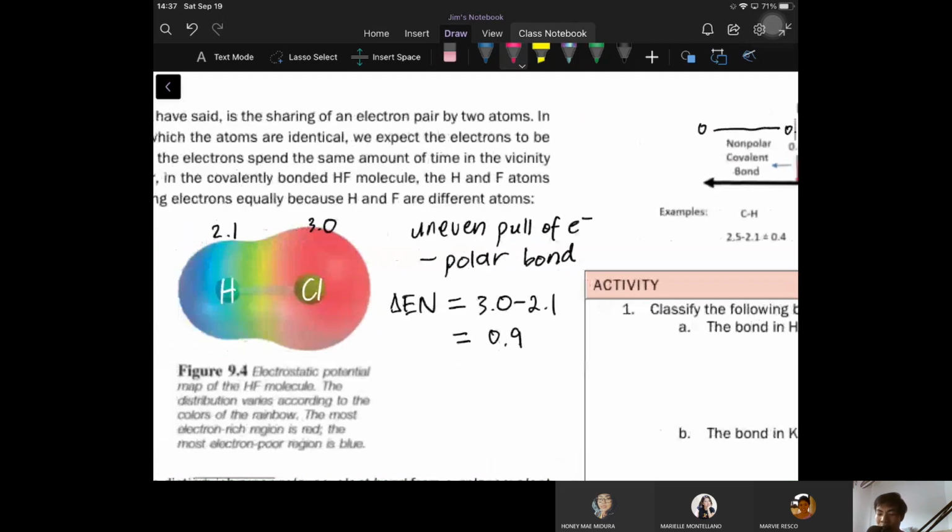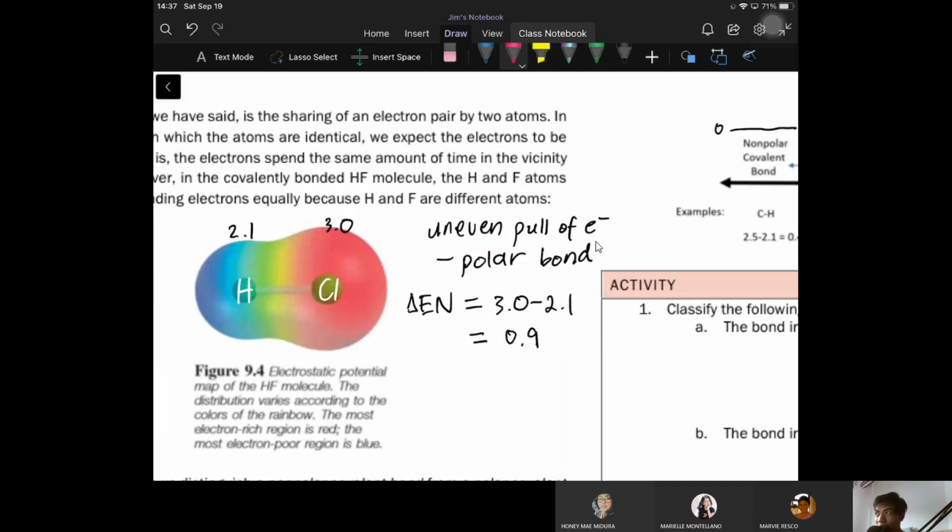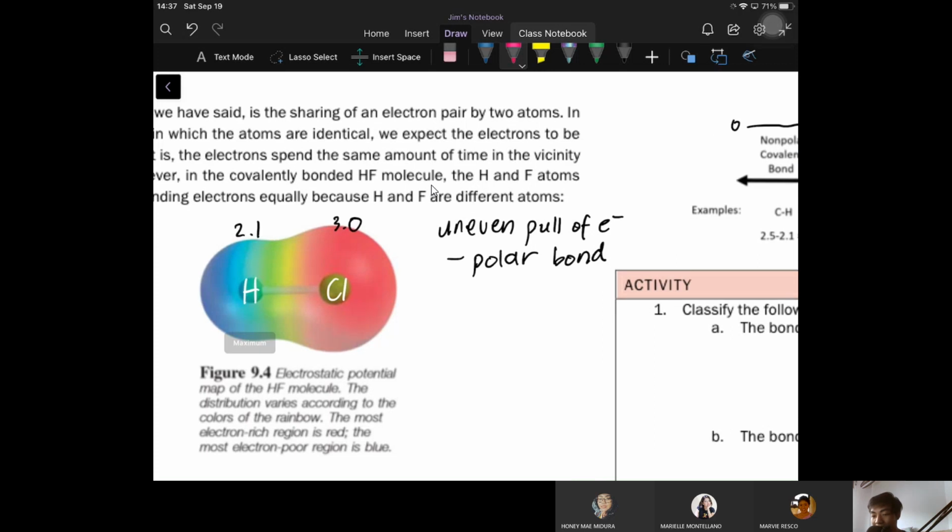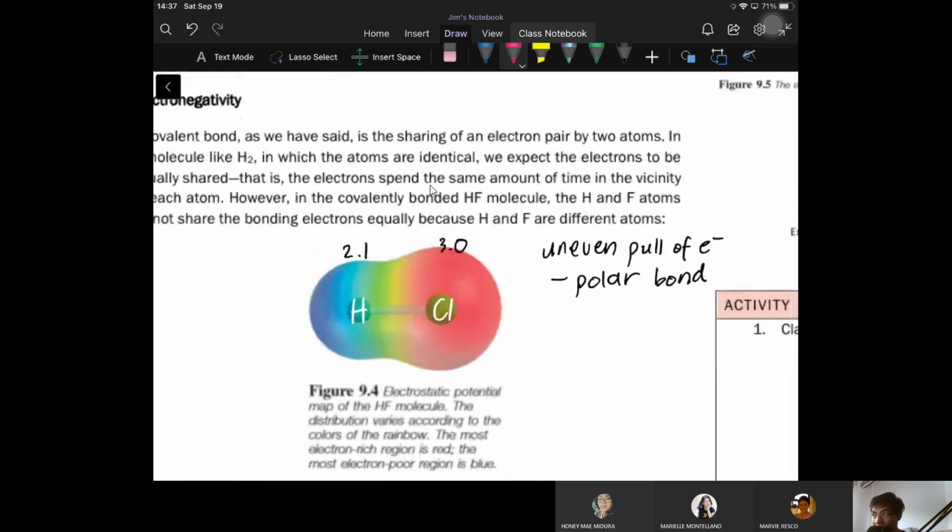So, again, pag polar bond, ano meron? Uneven pool of electron. Ibig sabihin, yung electrons ay nahihila sa isang side, no? So, paano sir siya naging polar? Okay, ganito. Pag sinabi kasi natin polar, may positive at may negative end, no? Sa molecules natin, ganun din, no? Pwede magkaroon ng positive end and negative end yan.